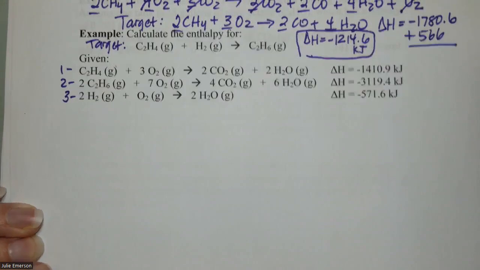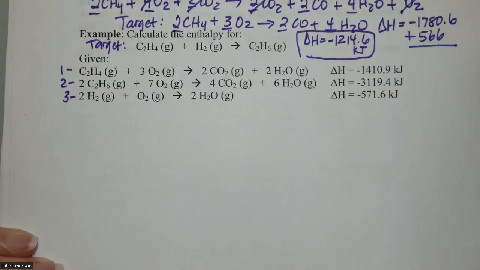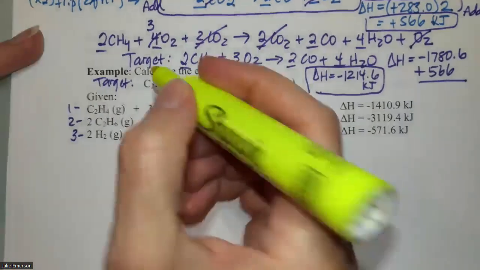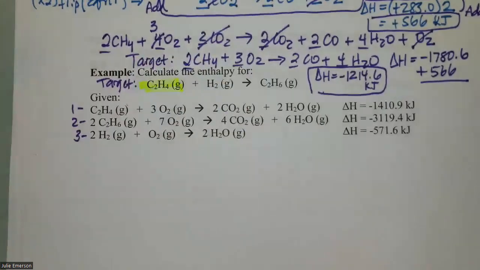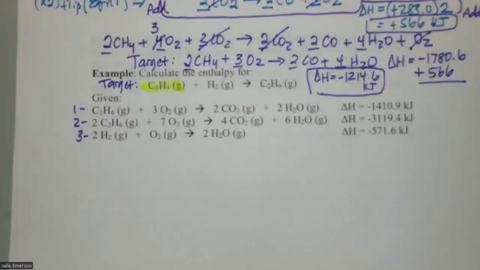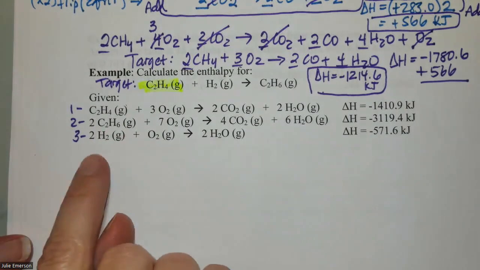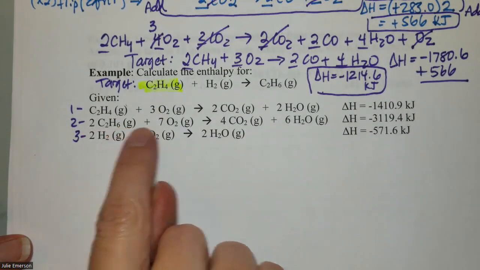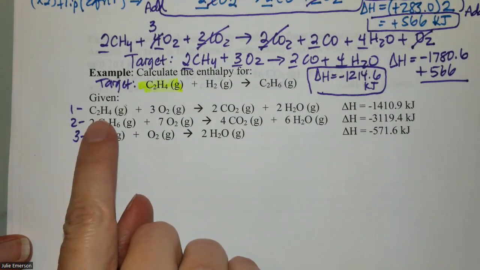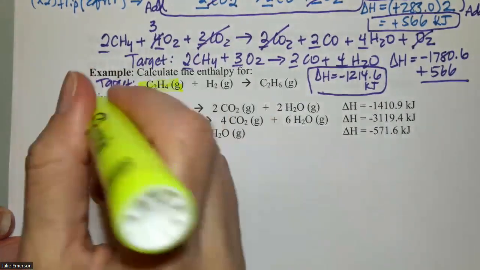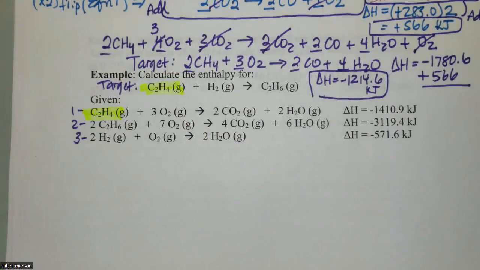First thing I always do is I pick one of the substances from my target equation. So I'm going to highlight the ethene, the C2H4 on the reactant side. And I go and I look for it. It's not in equation 3. It's not in equation 2. It's right here in equation 1. Okay, so the ethene is going to come from equation 1.